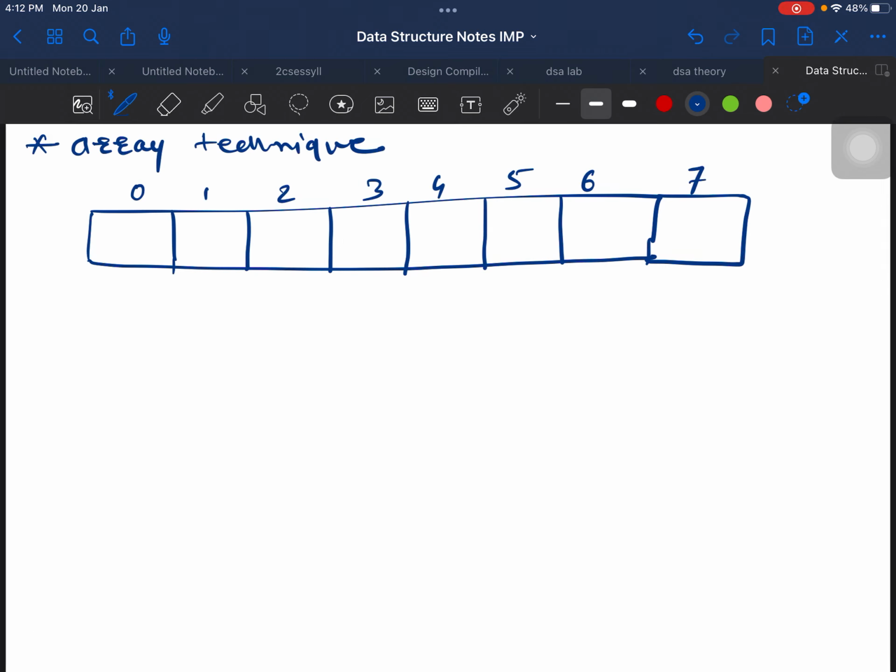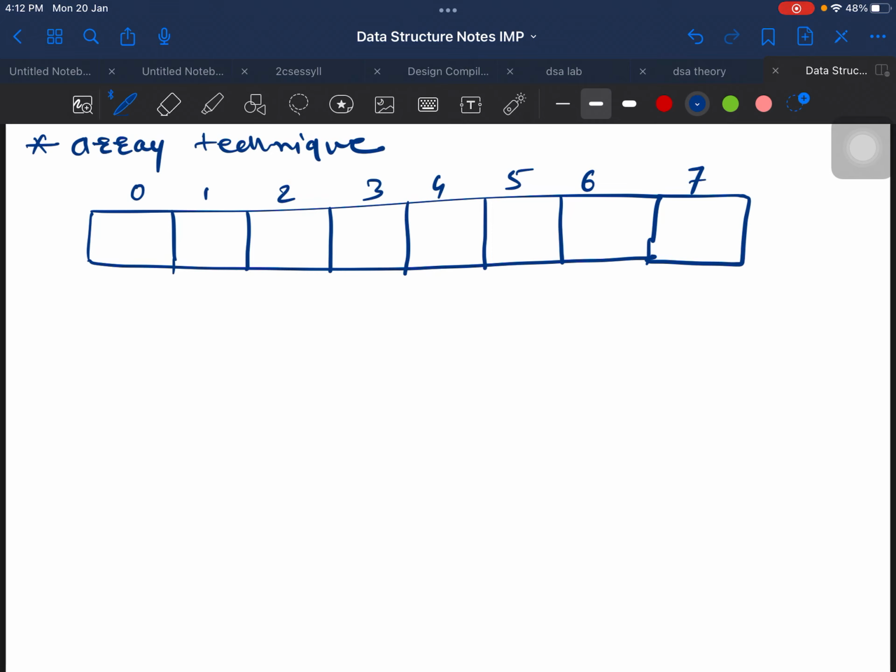Now initially I am assuming that all the nodes are root nodes. What is the reason behind this? We are considering every node as an independent node. It means every node is not involved in any set. We are considering that every node has its own independent set, and in that set only one node is there.